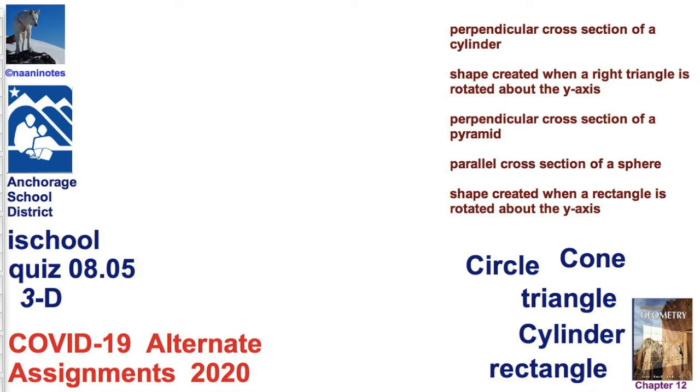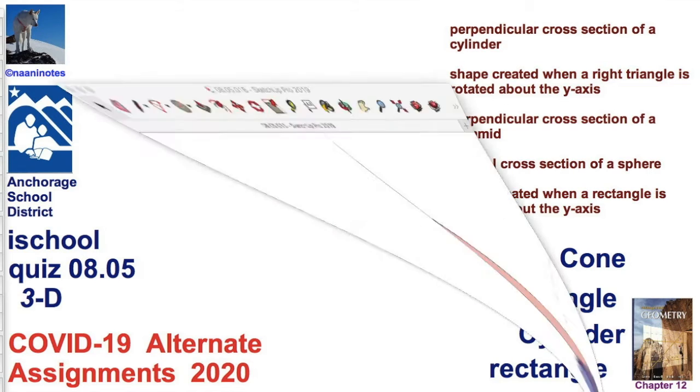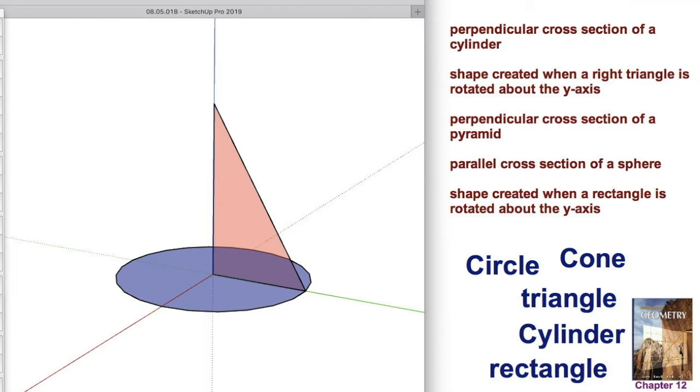Let's look at another one. What shape is created? Now, you've seen this question probably a dozen times, and this would be a lot of fun in the lab. You can get Google SketchUp, download a free copy or a student copy. It's really fun. So I've got a triangle, and it says rotated about the y-axis.